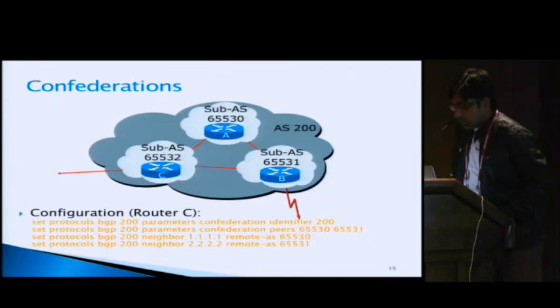So this is one example where you see you have AS 200, which is logically divided into three sub ASs, 65530, 31, 32. And this is just a sample configuration where you need to assign the identifier, which is your actual AS, which will be visible to the outside world, and you have your sub ASs, which are private ASs, assigned to your sub AS inside your own AS.